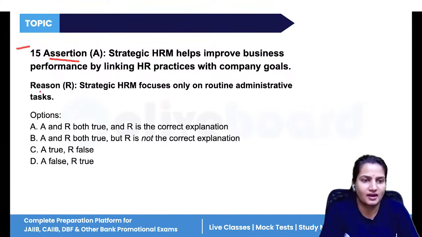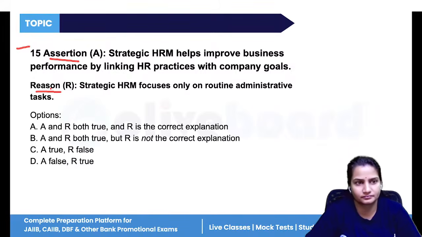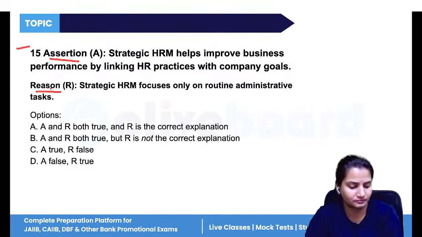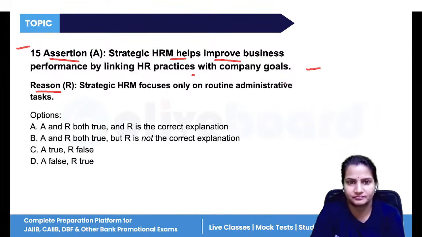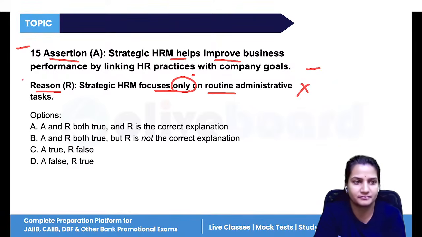Now, next, assertion and reasoning. Strategic management helps improve business performance. Yes. It only focuses on routine administrative work. Just now we have done. No, it does not only focus on managerial level tasks. So this is correct. This is wrong. Option C.